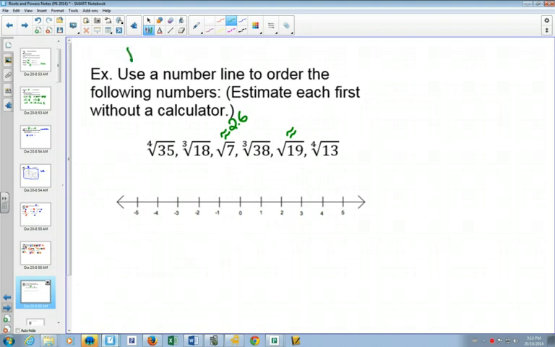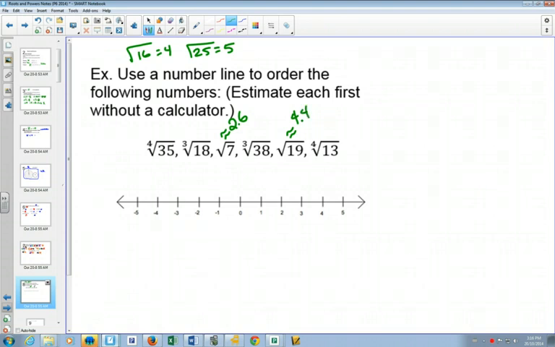Why? Because what do you know? You know the square root of 16 is 4. You know the square root of 25 is 5. Square root of 19 has got to be somewhere between 4 and 5. You think it's closer to 5 or closer to 4? 4. Okay, so 4.4.